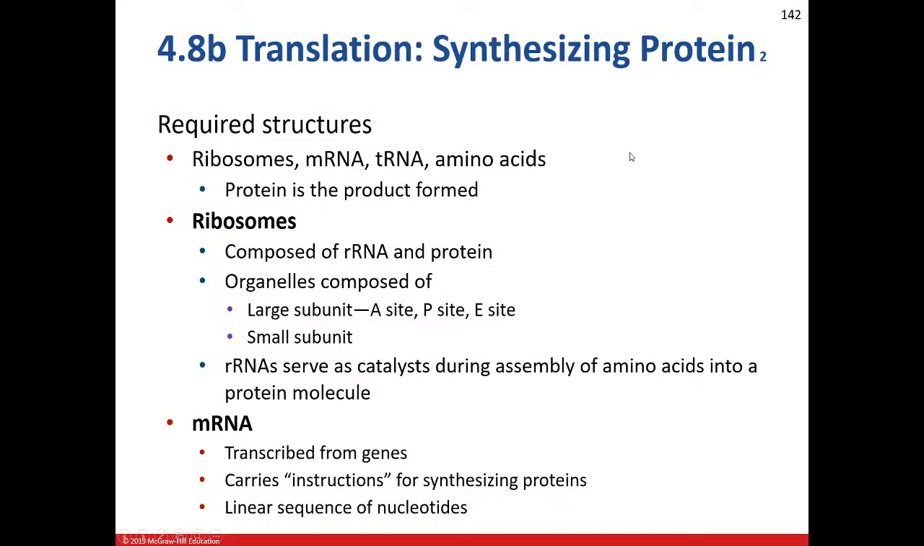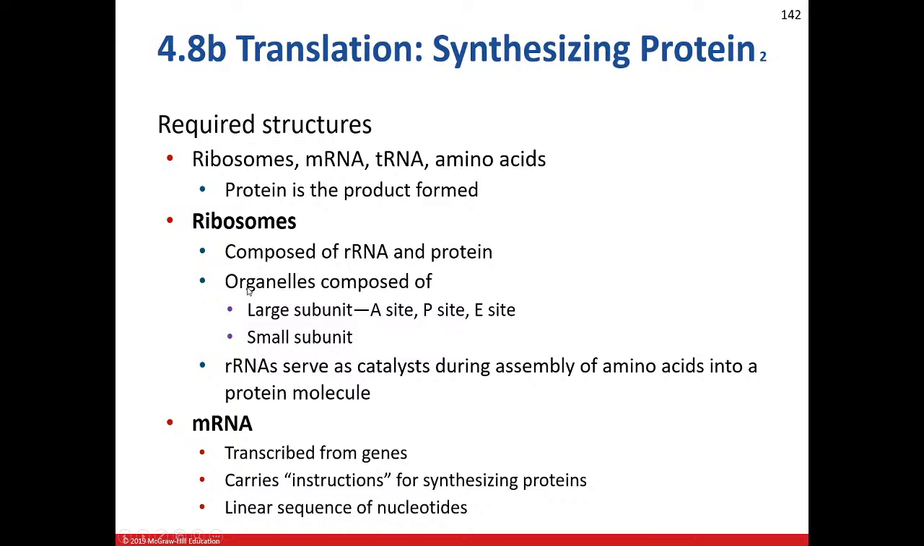So this requires ribosomes, mRNA, tRNA, and amino acids. All right. So the protein is the product that gets formed at the end of translation. Ribosomes we've talked about. They're composed of rRNA, that's ribosomal RNA, and protein. And it actually turns out that the ribosomal RNA is responsible for doing the work in the ribosome. The protein's just there. They've actually done experiments where they removed the protein and the ribosomes worked just fine.